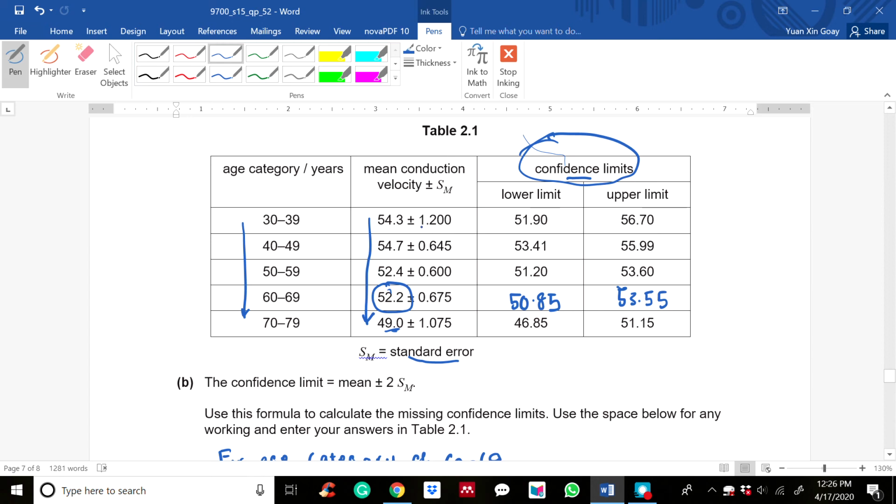So for example, for age group 30 to 39, the value is between 51.9 to 56.7. So you need to choose the mean conduction velocity that does not have values between this range. So this is overlapping. This is also overlapping with the age category 30 to 39. This is not overlapping, because the value is only 46.85 to 51.15.